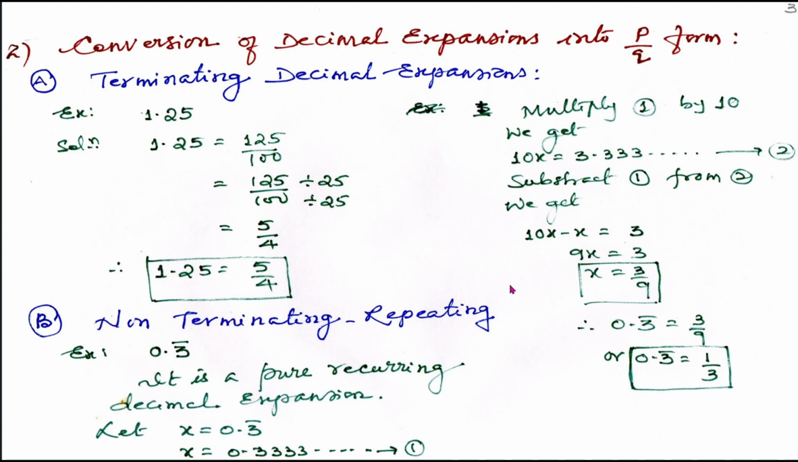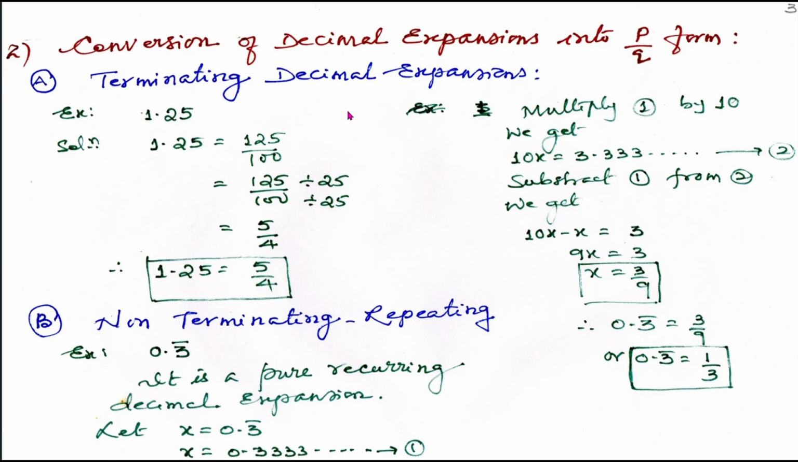The next point of our discussion is the conversion of decimal expansions into p by q form. And what is this? We know how to convert a rational number p by q into decimal expansion form by just dividing p by q. But now here we have to convert the decimal expansions into p by q form.